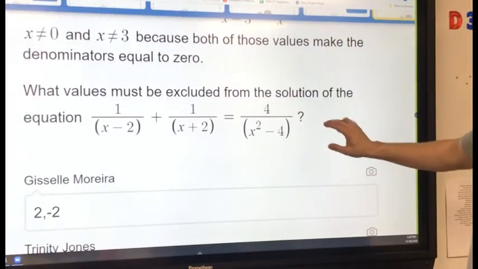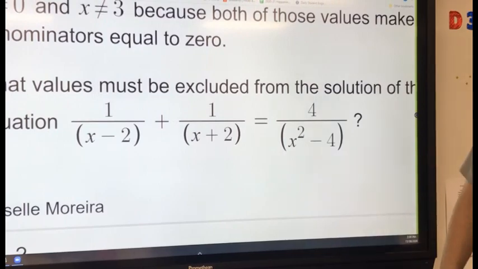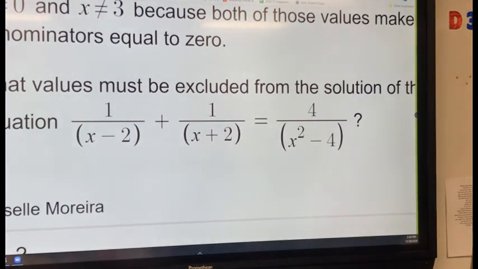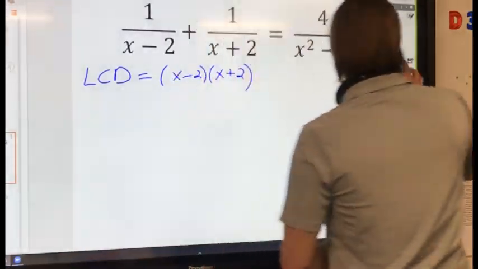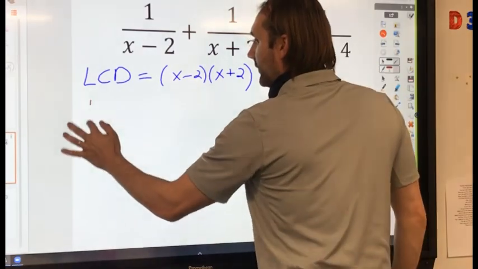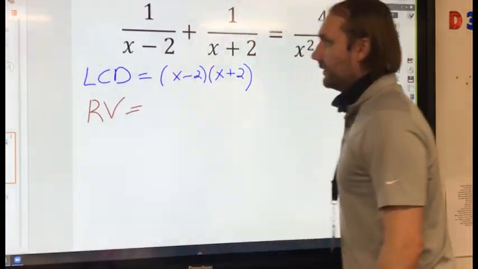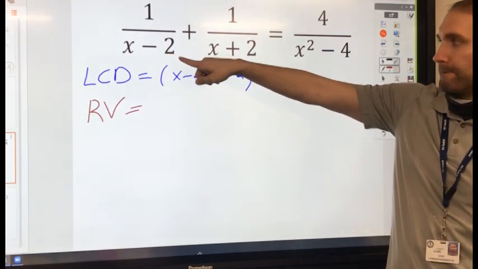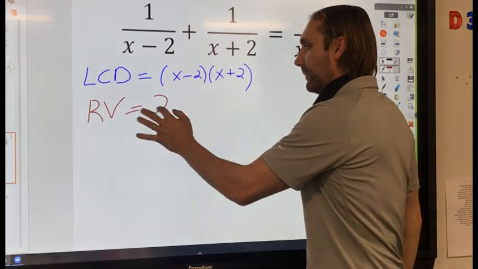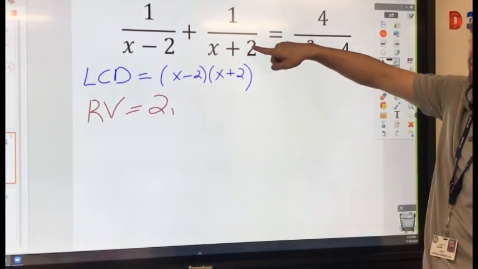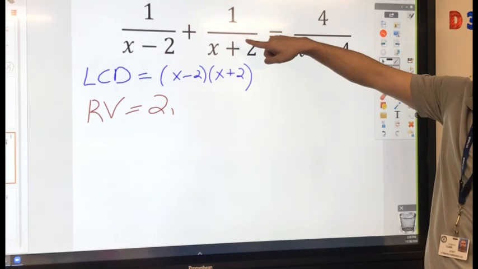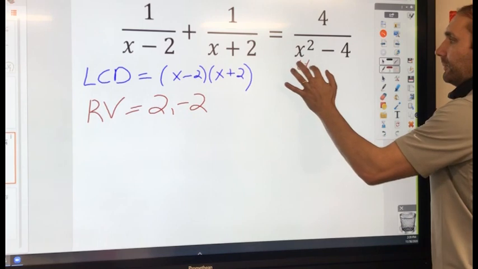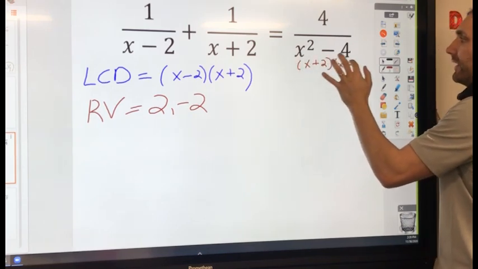So what values must we exclude from this problem? What would make the denominator 0? So look at each of these fractions one at a time and decide what makes it 0. So let me look at my restricted values. So 1 over x minus 2, what would make my denominator 0? What value for x? Plus 2. Very good, plus 2. 1 over x plus 2, what would make my denominator 0? A minus 2. And for this one, that actually factors into x plus 2 times x minus 2, what value for x can I not have?